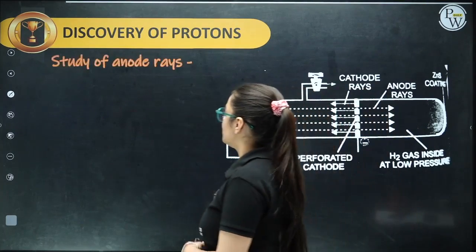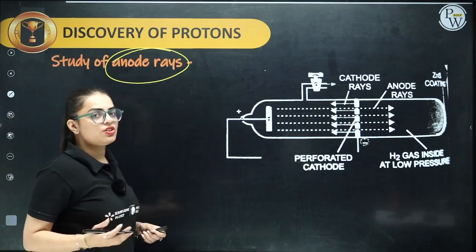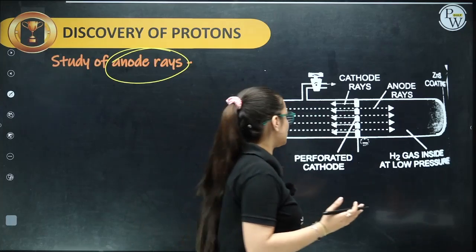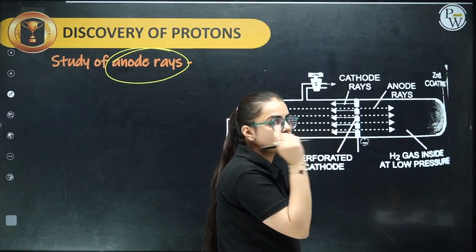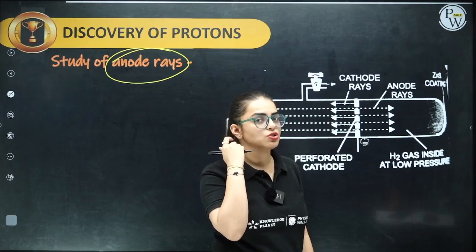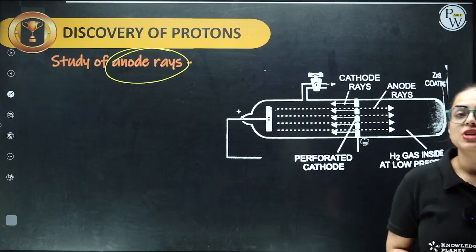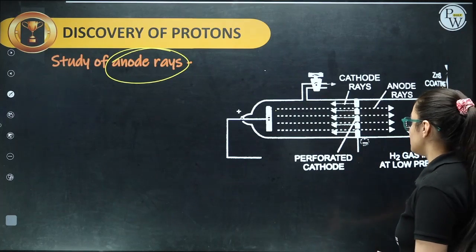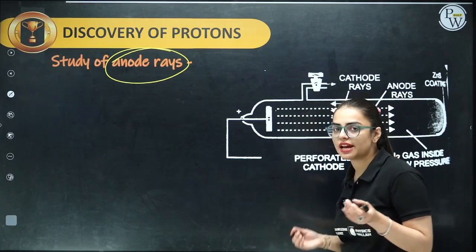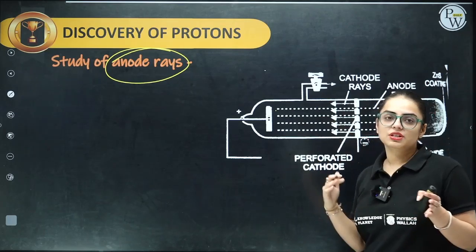Now comes the discovery of protons. Discovery of protons, in other words, is a study of anode rays, students. Now, in the previous slide, I have already told you that there are some rays that are traveling from cathode towards anode, that are cathode rays. Now, it is also observed that there are some rays which are traveling from anode towards cathode. So, they are anode rays. See, in the previous case, I took the Crookes tube with cathode over here and anode over here, but I am now reversing both of the concepts.